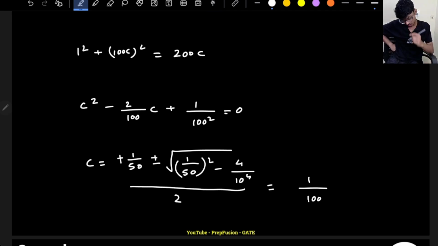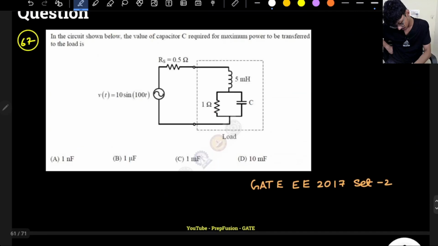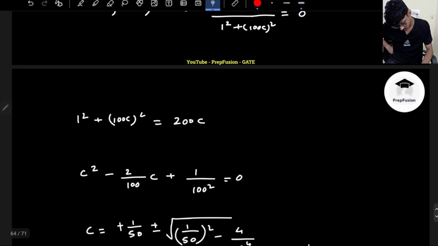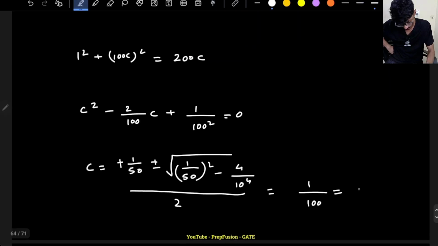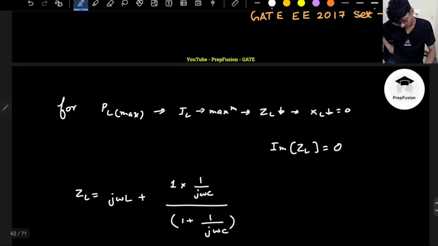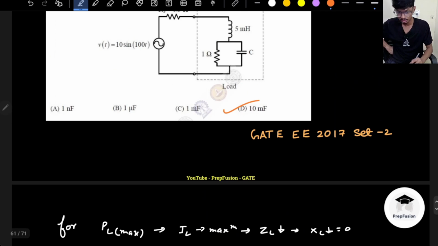So what is 1 by 100? What have they asked? In millifarads. They have asked in either millifarads or micro. If I multiply by 10 raised to power 3 on numerator and denominator, 10 cube, sorry, this is 0.1, or rather 0.01 farad, or 10 millifarad. How can I write 10 millifarad? Basically this is 10 into 10 raised to power minus 3 farad. So this will be 10 millifarad. 10 millifarad will be the answer of this question. Option D will be the answer.